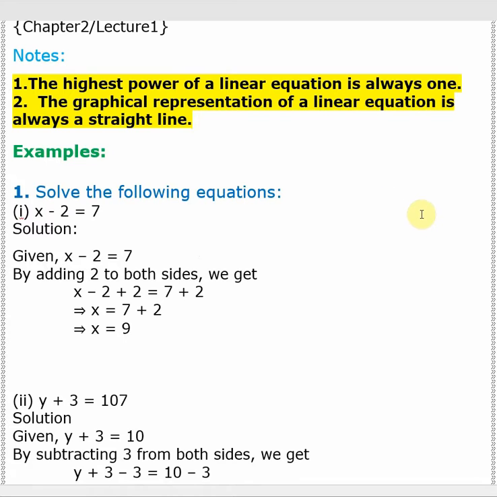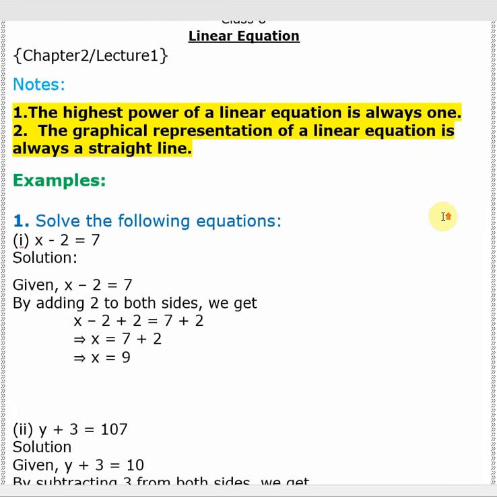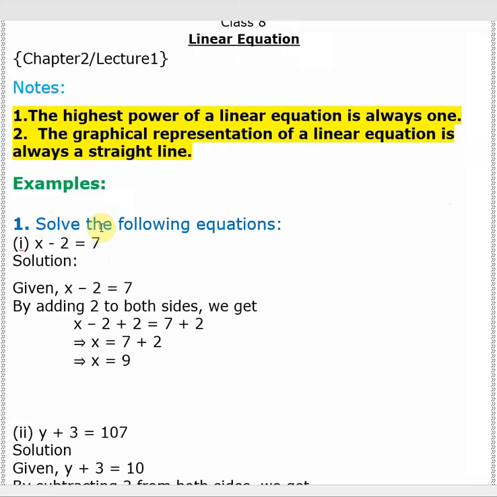Okay, now let's jump into a few sums. First sum: solve the following equation, x minus 2 equals 7. So we have to find the value of x. What do we have to do here? First you write the equation. Now add 2 to both sides. So x minus 2 plus 2 is 7 plus 2. The minus 2 and plus 2 cancel and we get x, and 7 plus 2 is 9, so x equals 9.